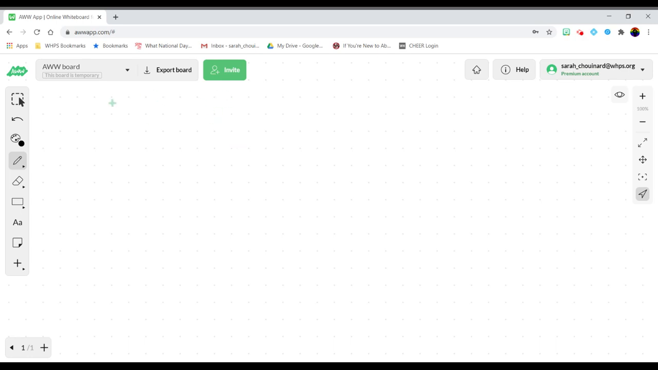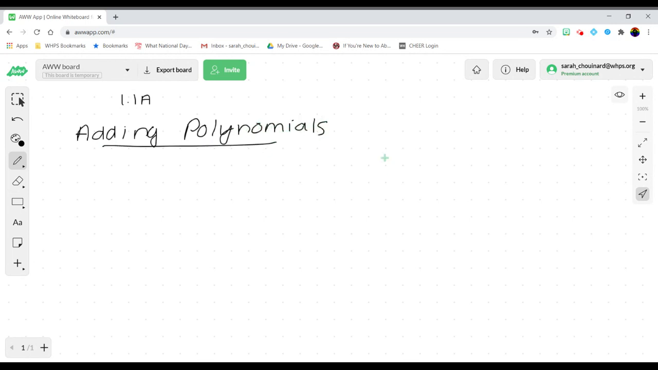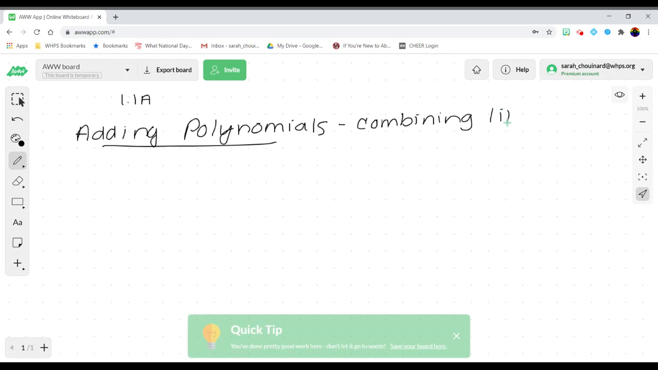All right, so we are still continuing with 1.1a, so you should still be writing in that same section. We are going to move on to the adding of polynomials, which is good news because you guys already know how to add polynomials. We add polynomials by just combining like terms.